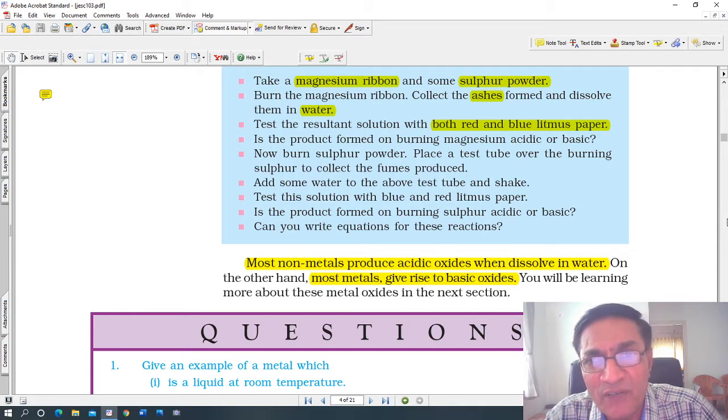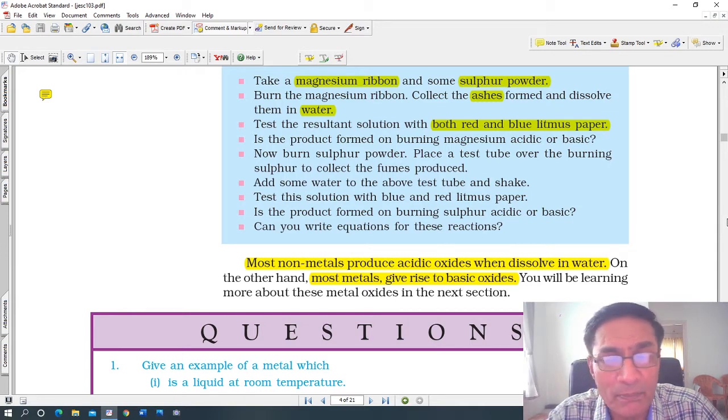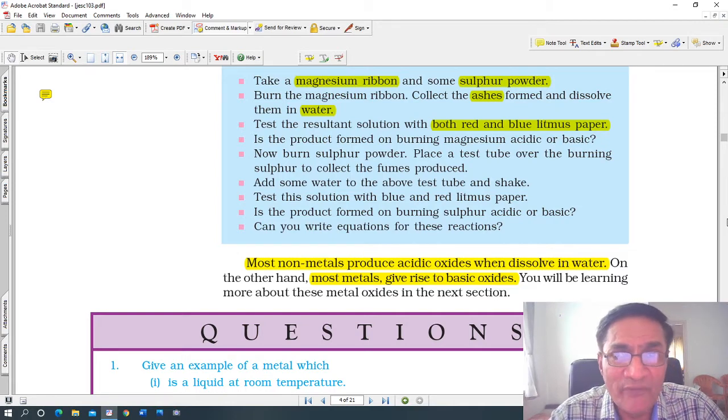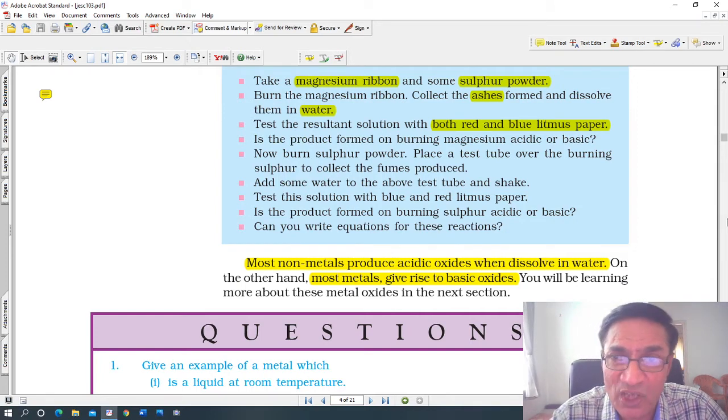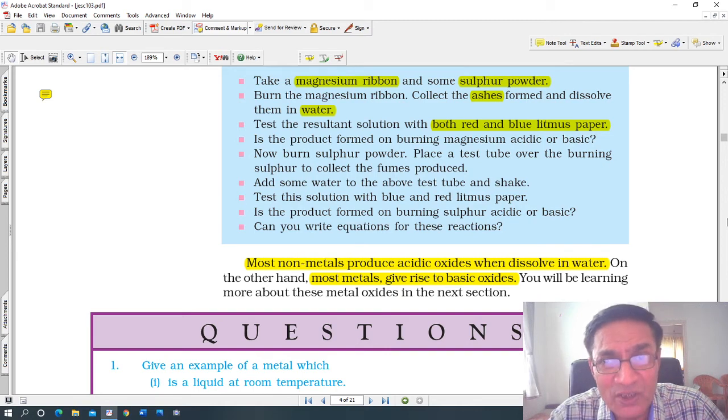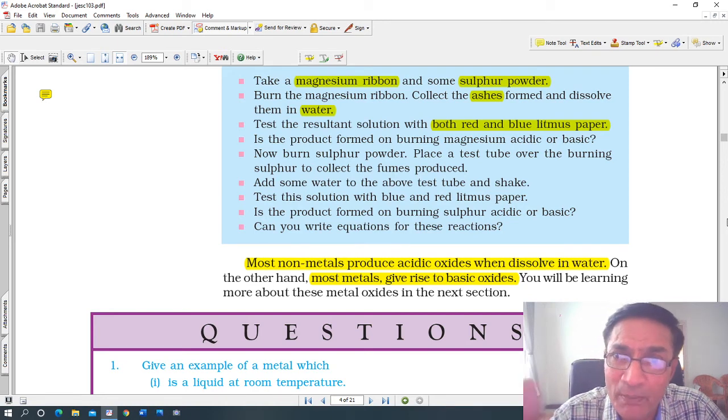Alright, in the same way sulfur is a non-metal. It is not a metal like magnesium. Sulfur, when it is burnt in air, produces sulfur dioxide or SO2. Okay, this SO2 when it is dissolved in water forms H2SO3. H2SO3 is sulfurous acid, not sulfuric acid but sulfurous acid. Sulfurous acid is an acid. So that means metal oxides produce bases, non-metal oxides produce acids. So non-metal oxides are acidic in nature, metal oxides are basic in nature.